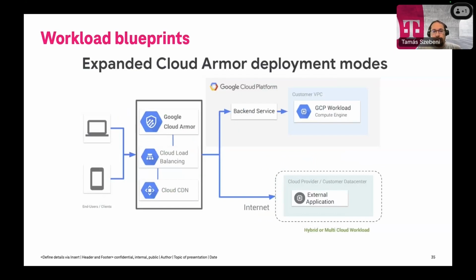Next workload blueprint is the recommended architecture for internet-facing applications, which is using a load balancer integrated with Cloud Armor. And Cloud Armor also has an internal web application firewall, WAF, which protects the application from DDoS types of attacks. So this is also available as a blueprint from Cloud Foundation Fabric. There is a link to that.